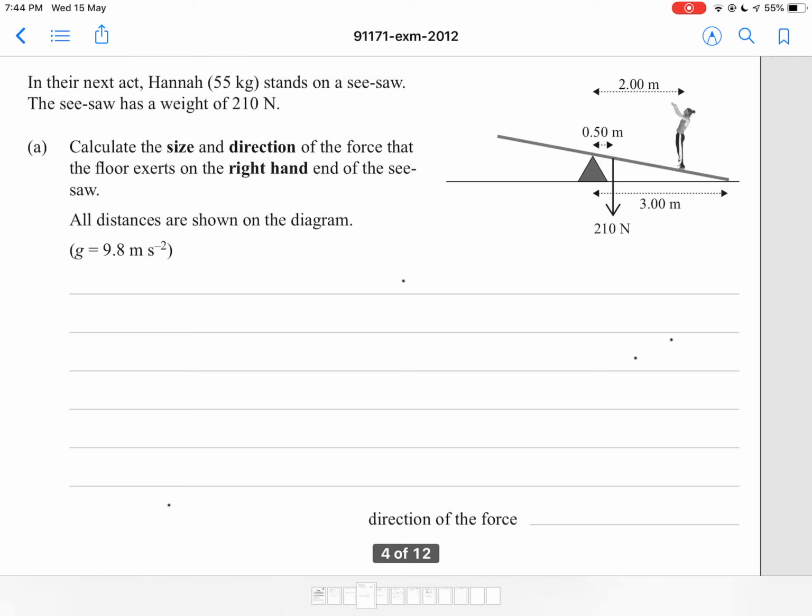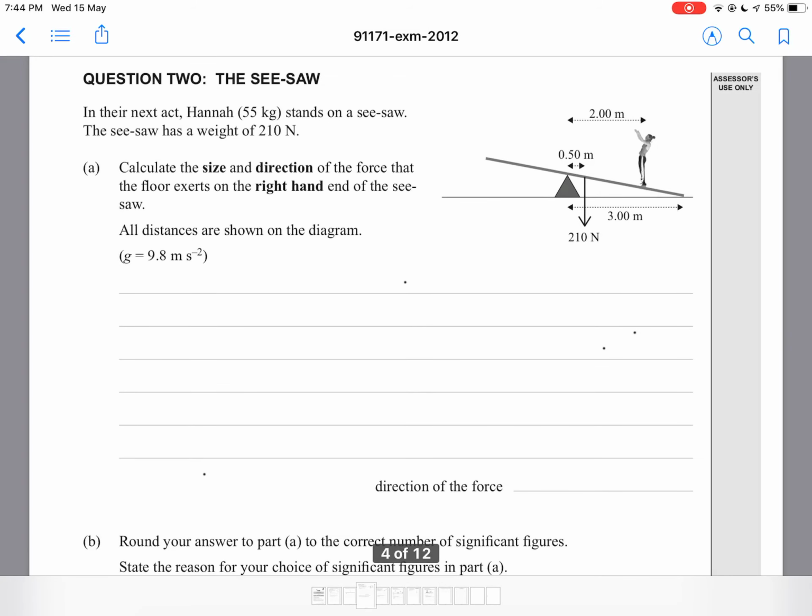Hey guys, this is question 2 for the NCEA Physics 2012 exam paper. I'm going to be walking through question 2 now. So in the next act, Hannah, 55 kilograms, stands on the seesaw. The seesaw has a weight of 210 newtons. Calculate the size and direction of the force that the floor exerts on the right hand end of the seesaw.